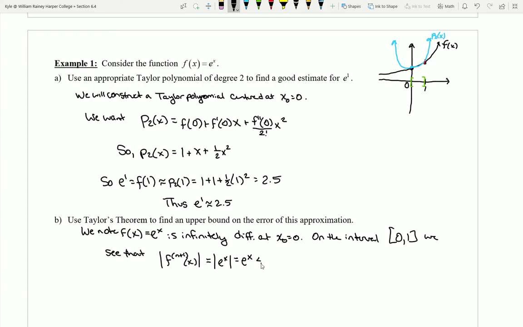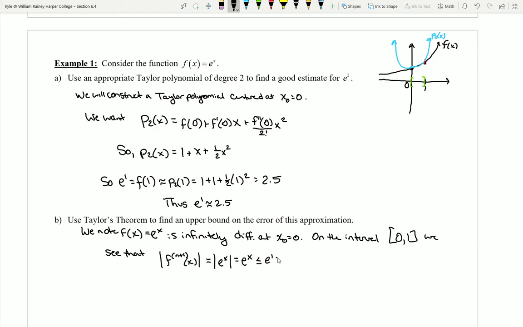And now the question is, on the interval 0 to 1, if I only looked at this portion of the graph right up here, what is a value of capital M that is always equal to or larger than this function? Well, something I might be able to state right away is that this thing is definitely always going to be less than e to the power of 1, right? Like e to the 1 is the highest value that this function takes on that interval.